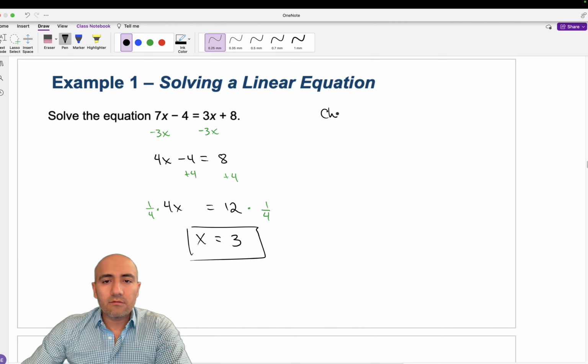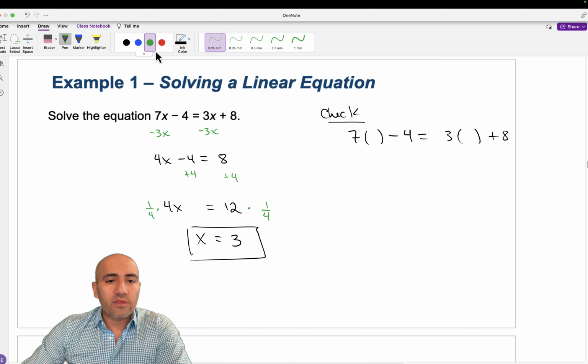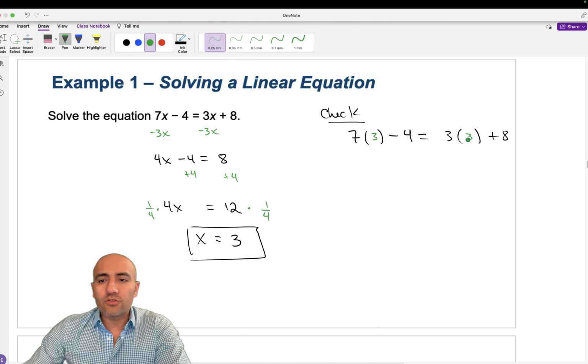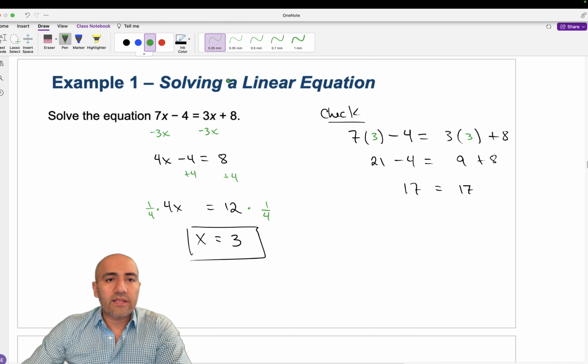We can easily check it. Check. So if it's true, then that means that when I replace the x with this value, I should get a true statement. The left side should equal the right side. So 7 blank minus 4 is equal to 3 blank plus 8. And we're hoping that 3 is the given solution. So 7 times 3 is 21. 21 minus 4. And 21 minus 4 is 17. Whereas on the other side, we end up with 9 plus 8. And 9 plus 8 is indeed 17. So it worked out. We found an answer.